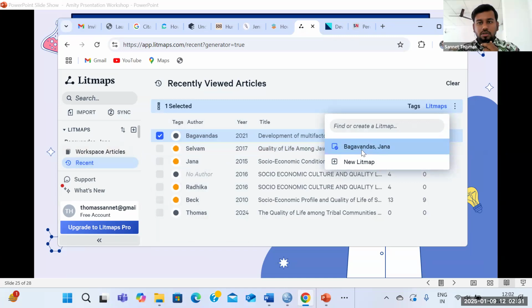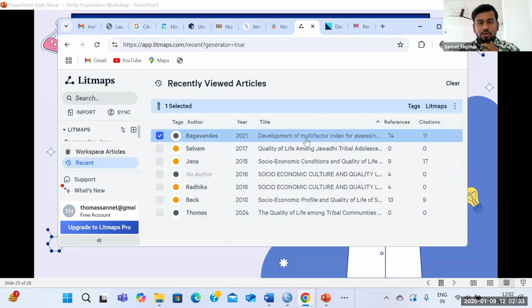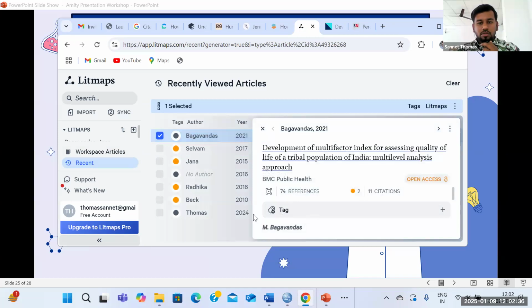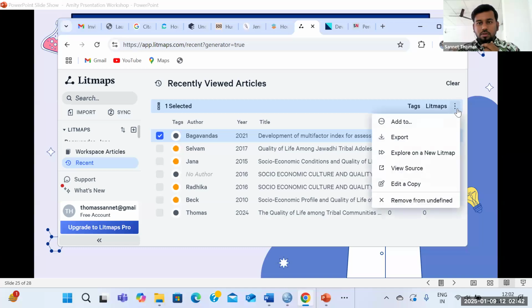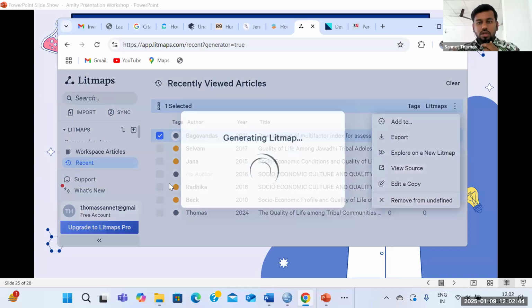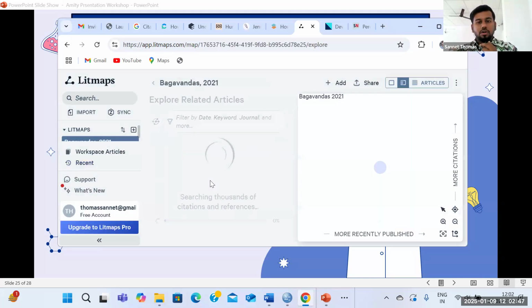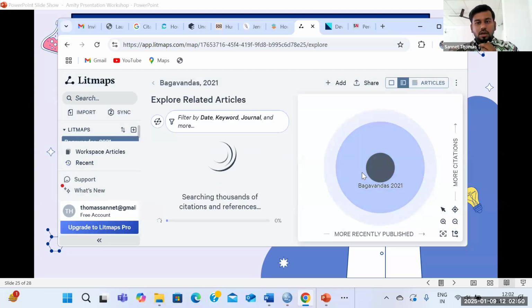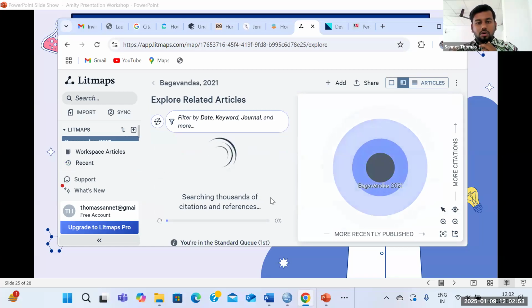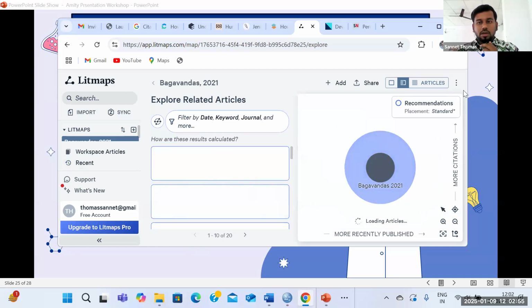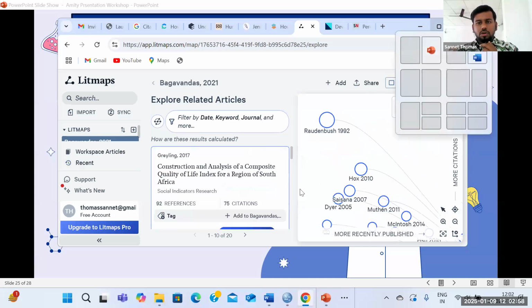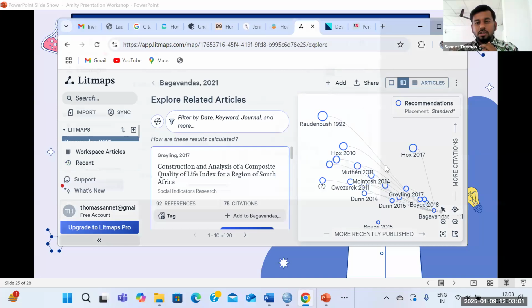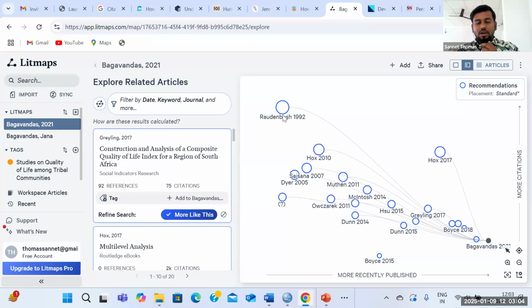So if you click on this, just a second, you will get an idea how this explores on new Litmap. If you click on here, you will get an idea how many articles this author has, or how many textbooks they have referred for this particular study. So along with the text citation, that is the author name and year, you will get the data.